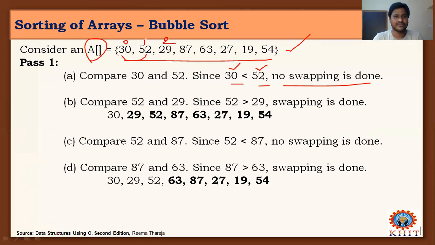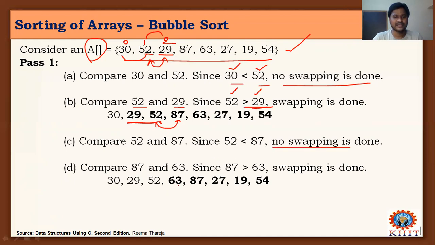We will compare the index 1 element with the index 2 element, that is 52 and 29. Here 52 is the higher value, 29 is the lower value, and the lower should come first. Why? Because we are arranging the elements in ascending order. So 29 should be brought to the previous position, and swapping is applied here. 29 is copied into index 1 of the array, 52 is copied into index 2. Then, side by side, 52 and 87 will compare, and no swap operation is needed here.